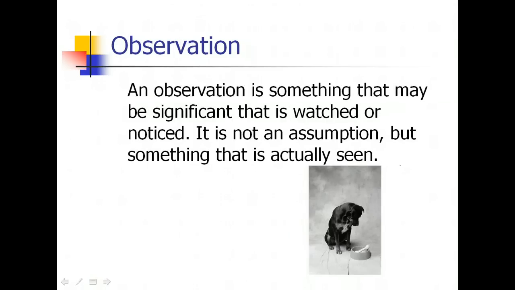An observation is something that may be significant, that is watched or noticed. It is not an assumption, but is something that is actually seen. If someone said the dog is barking because he's hungry, this would be an assumption, as they don't know why the dog is barking. However, the dog is barking is an observation because it can readily be seen. An observation in a narrative would be anything that can be seen or is noticed, such as a location or what someone is doing.